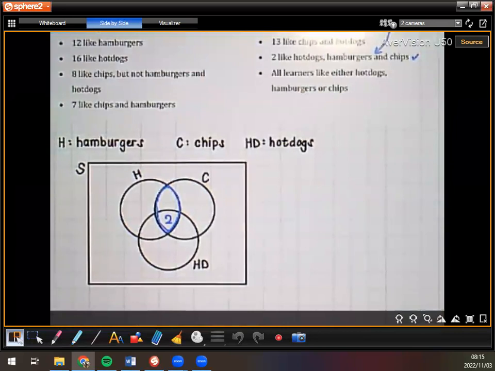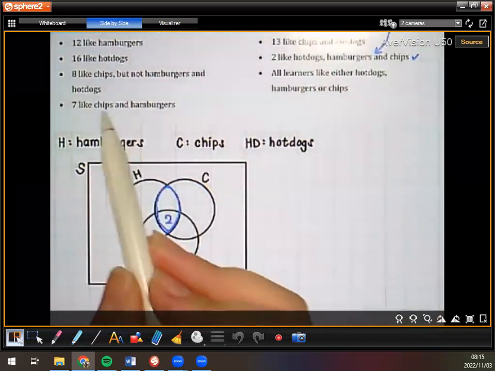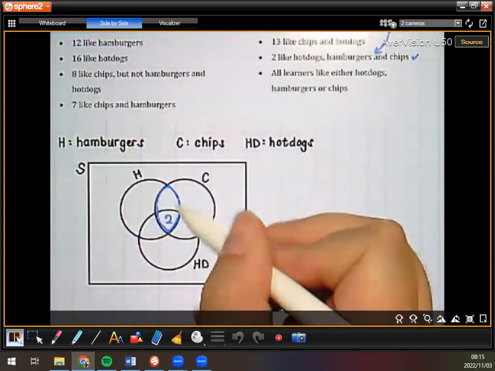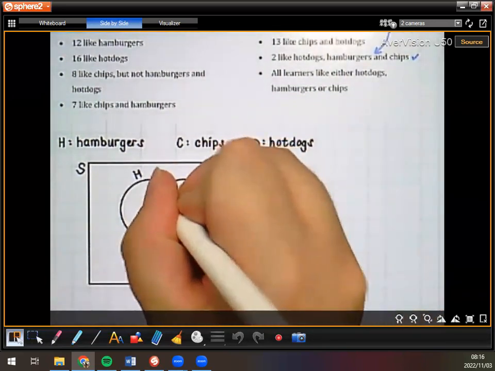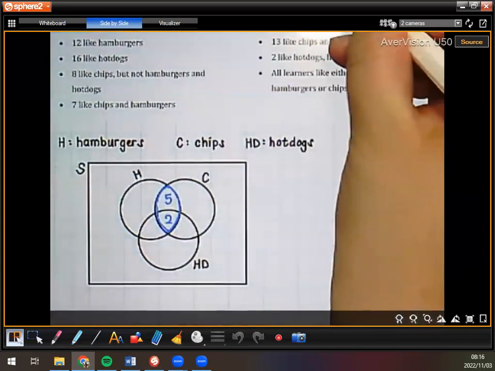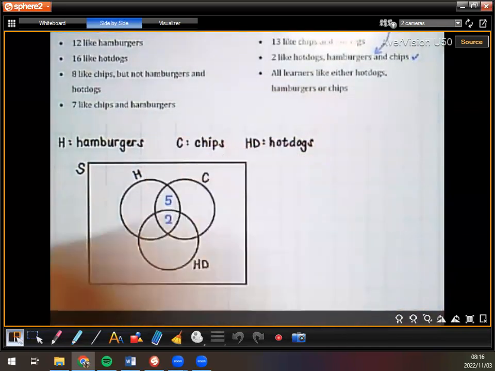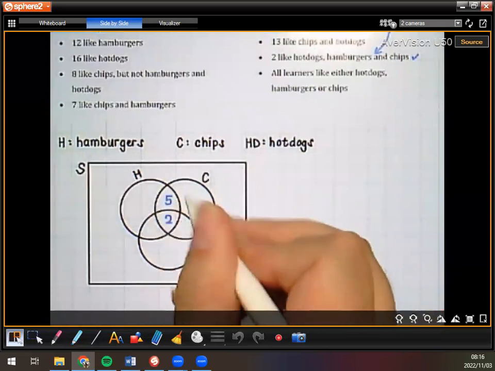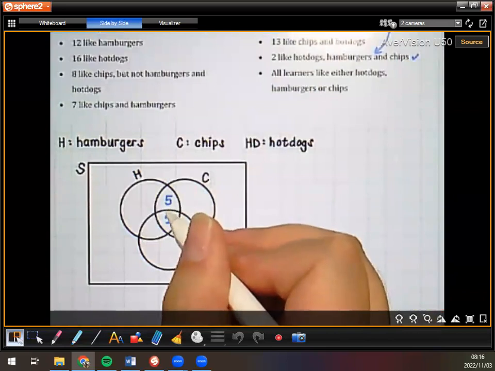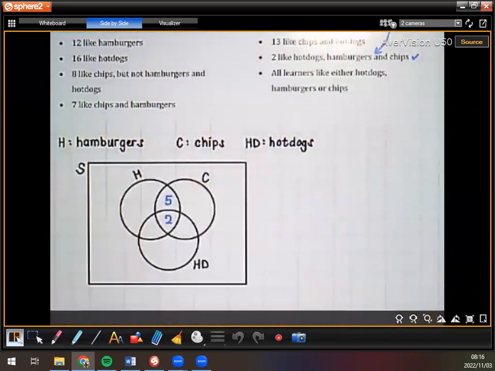Do you agree with that? That is where chips and hamburgers intersect. How many people like both chips and hamburgers? They told us 7. That means this whole section must be 7. There are already 2 people in there, so I have to put a 5. You can't put a 7 there. If you put a 7 there, how many people do I then have in chips and hamburgers? 9, because we would have a 7 and a 2. So these two values together must give you 7. Then we can check that out.